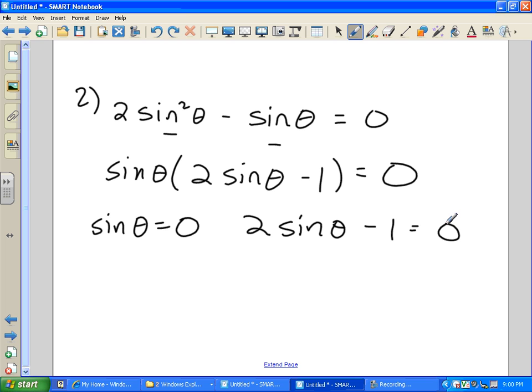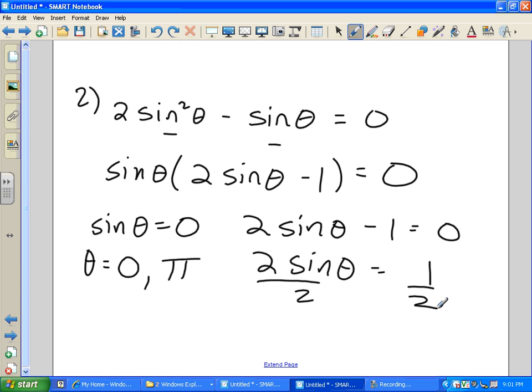So again, where is sine 0? Same thing as it was on the last problem, so same two solutions. Sine is 0 at 0 and at pi. Okay, now my other one I'm going to have to isolate a little bit. So I'm going to have to add the 1 over, and then we divide by 2. And so we get sine theta equals 1/2.